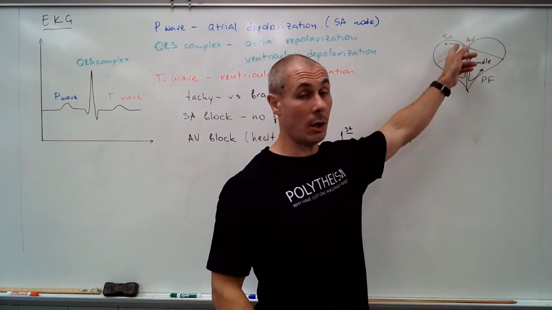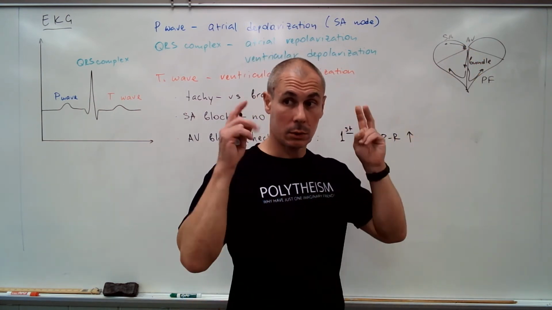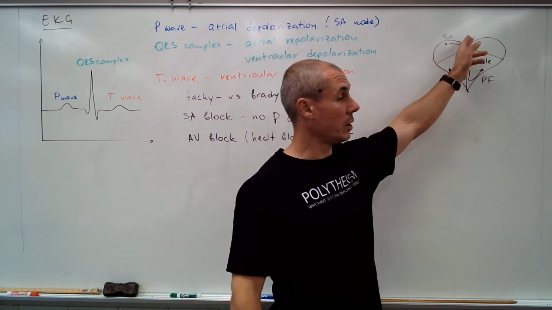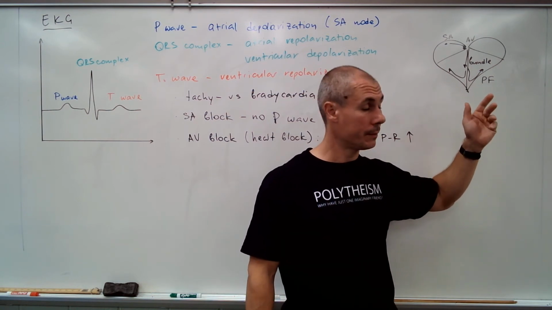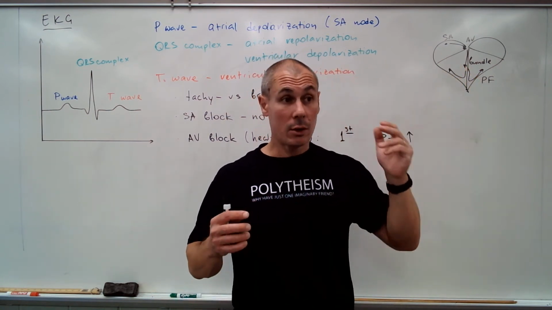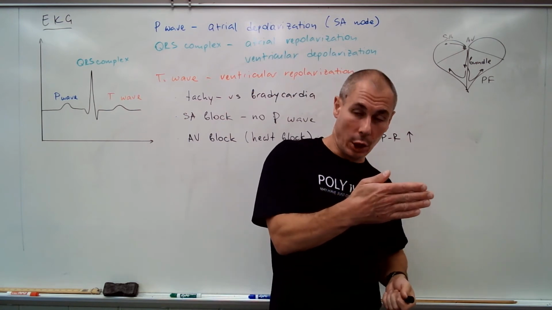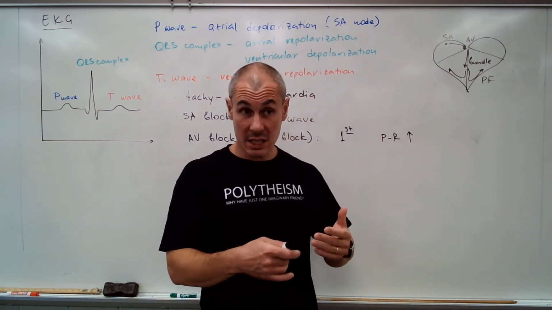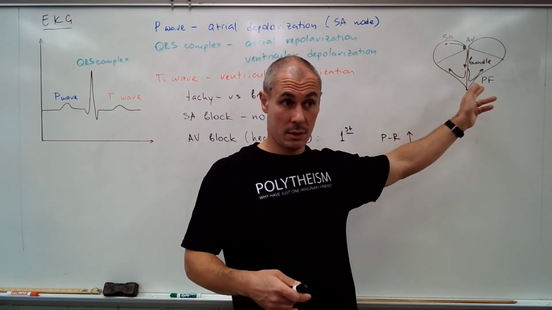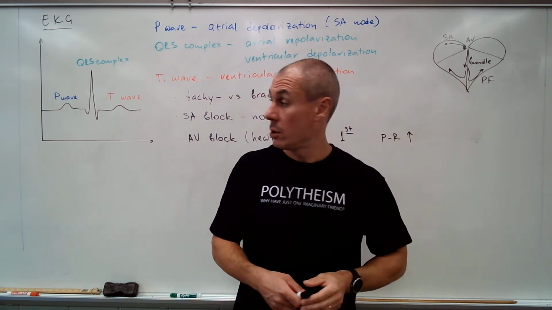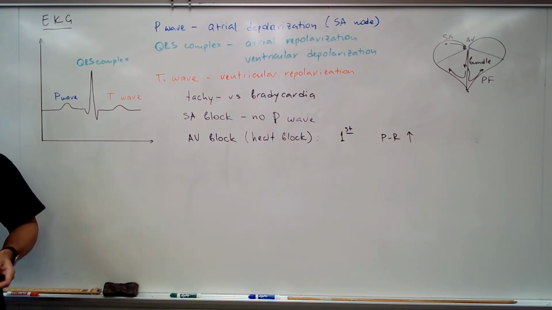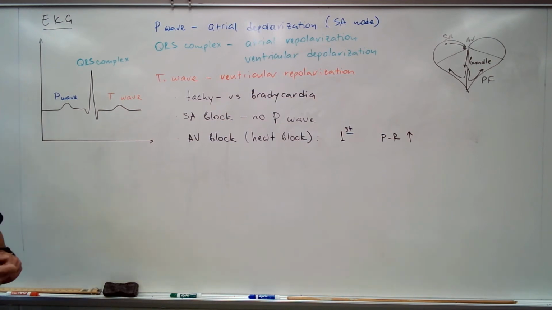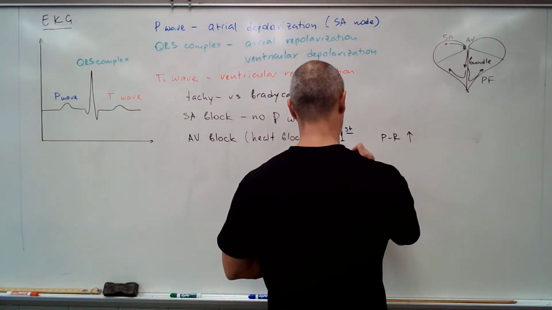Can you say that again? So if this AV node, which is the only door, so to say, between atria and ventricles, if that door is a little bit closed, it's going to take a signal more time to get into the ventricles. So the distance between the P wave and the QRS complex, the PR interval, will be longer.